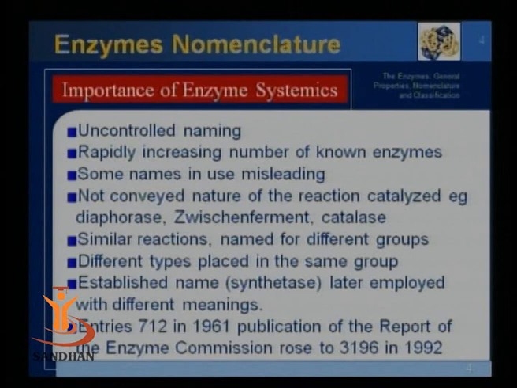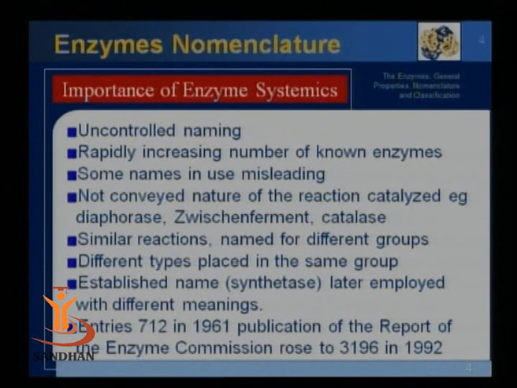But when the number of enzymes is growing rapidly and the names in use are often misleading, and often do not convey the precise meaning of what kind of chemical reaction is catalyzed by the enzyme. This can be exemplified by enzymatic names like diaphorase or catalase, where it is not clarified what kind of chemical reaction the enzyme is catalyzing. Similarly, there are different groups of enzymes which are in fact catalyzing the same reaction, and therefore different names may not be needed. So such examples would lead to a kind of ambiguity in naming the enzymes.